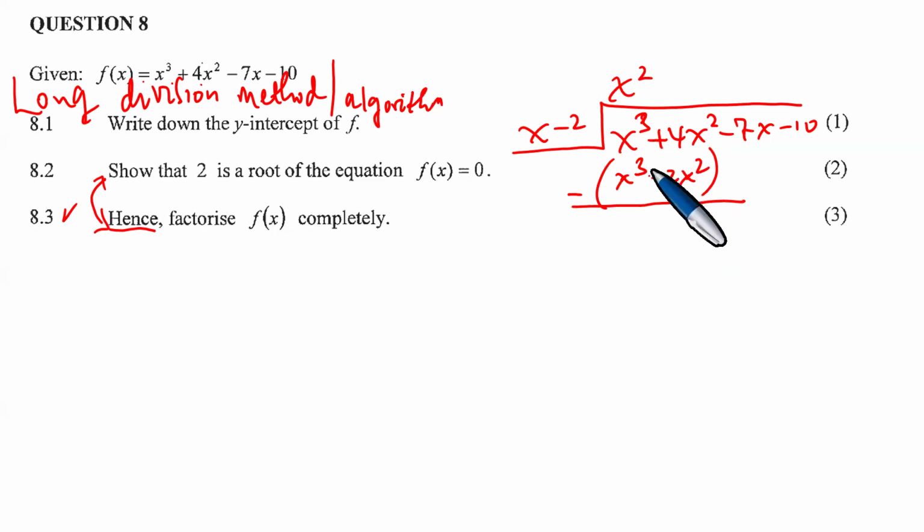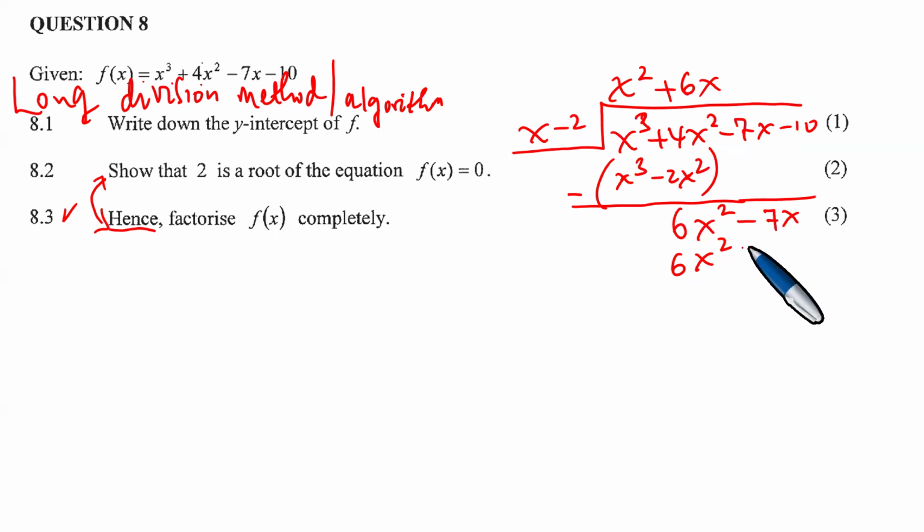So x cubed minus x cubed is 0. Here we have negative times negative giving us a plus 2x squared. So 4x squared plus 2x squared is 6x squared. We have 6x squared divided by x, and then we have 6x. And x times 6x is exactly 6x squared. Minus 2 times 6x is minus 12x.